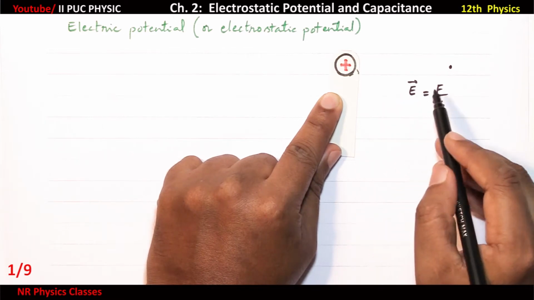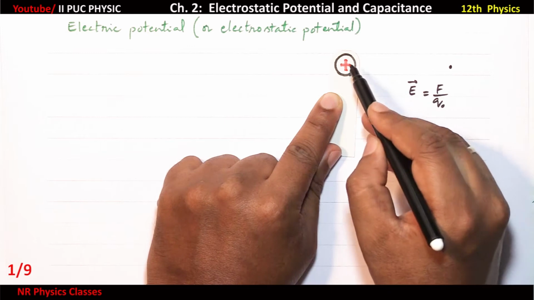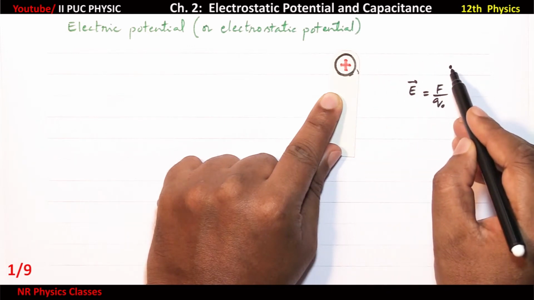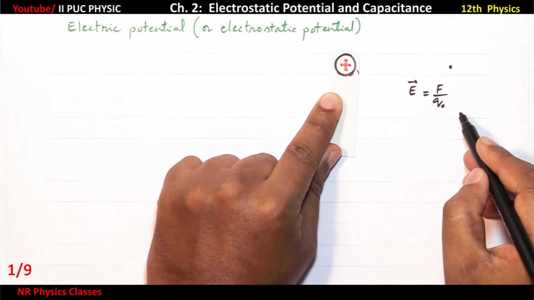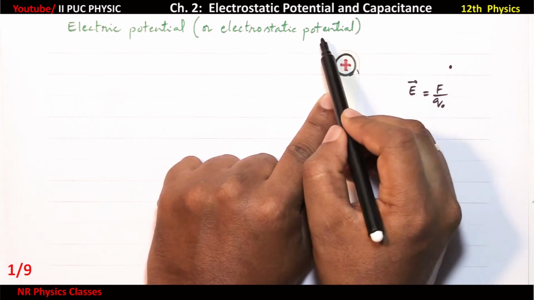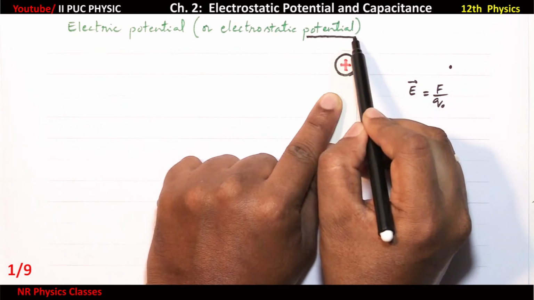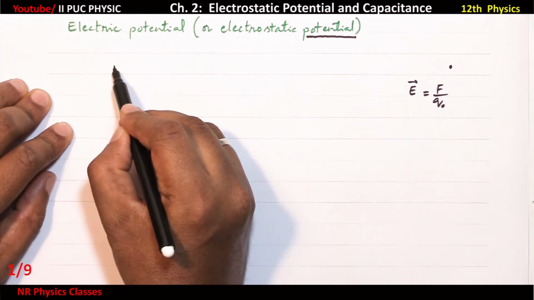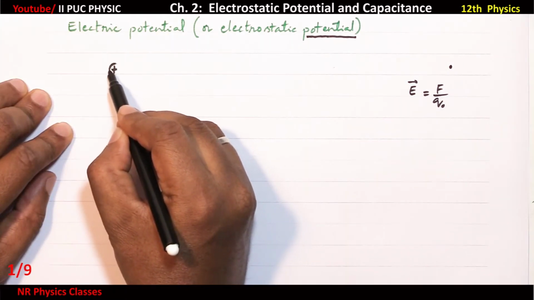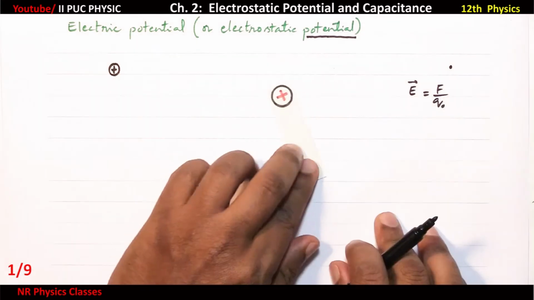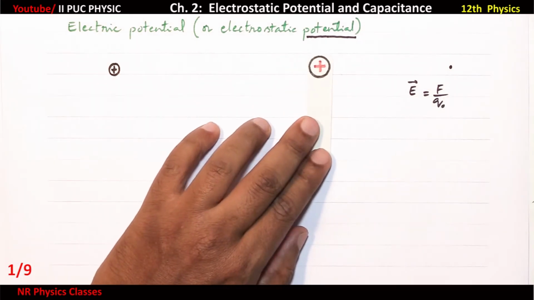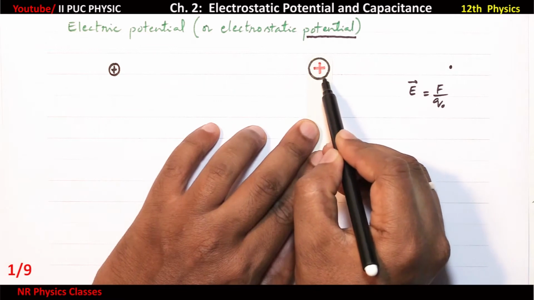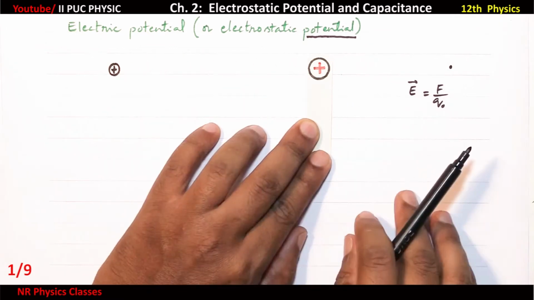Now in this chapter, let us try to understand the influence of a charge at some point through a scalar quantity. That scalar quantity is called electrostatic potential. Okay. Let me consider a positive charge fixed. This is another positive charge. To bring this charge closer to this fixed charge, we have to do work.